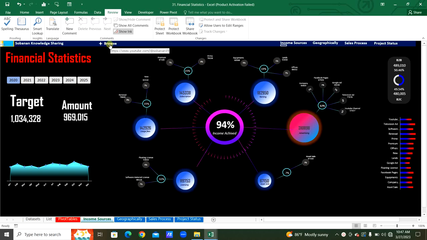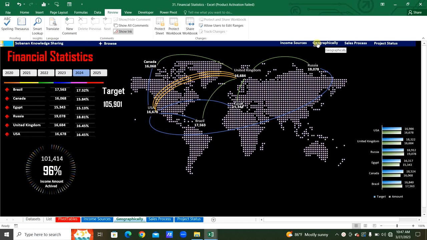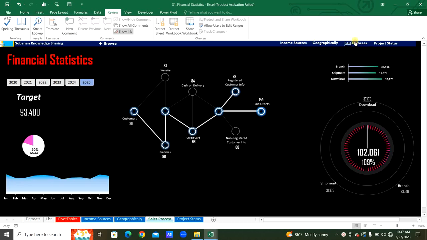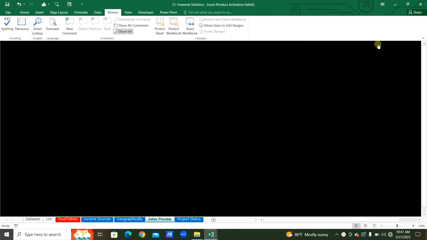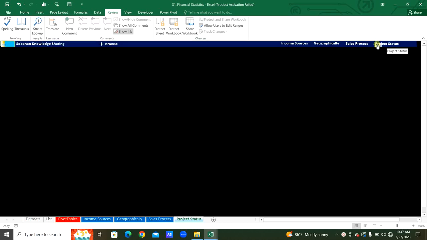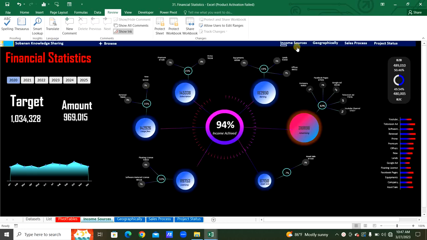This is the financial statistics for the income achieved. Here we can browse our website, and here the sheet names are arranged: income sources, the next sheet geographically, the next sheet sales process, and the final sheet project status in working on process. So here the four sheets are.